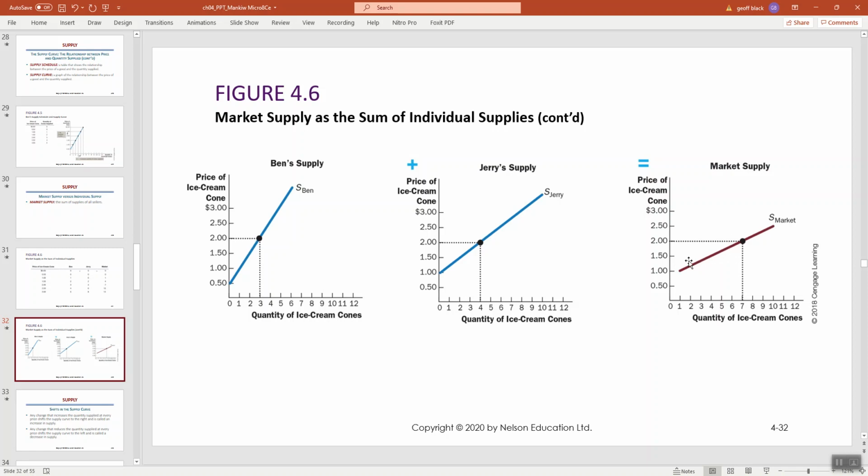And of course, it's not limited to 2 suppliers. You want many suppliers and many buyers. There would be Ben, Jerry, and all the other firms that supply ice cream. So there'd be a Chapman and Haagen-Dazs and all the like. Okay, so then you'd get the market supply. And the big thing to note is that that curve is positively sloped. It goes the other way.